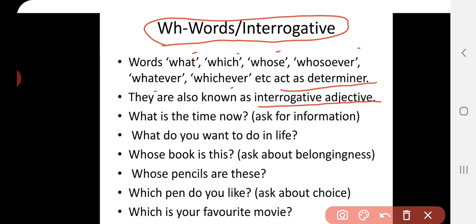What is the time now? What do you want to do in life? What is the name of the Prime Minister of India? What is the name of the principal of your school? So to gain the information, we make use of what. Okay, next is whose.